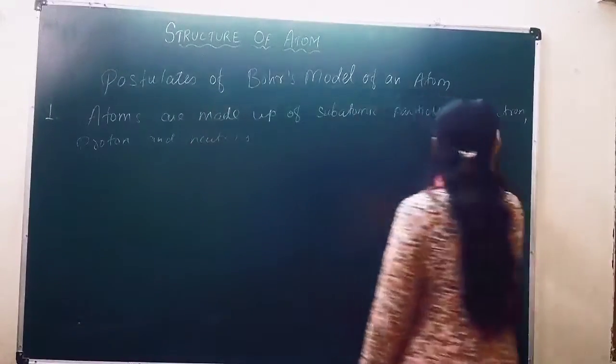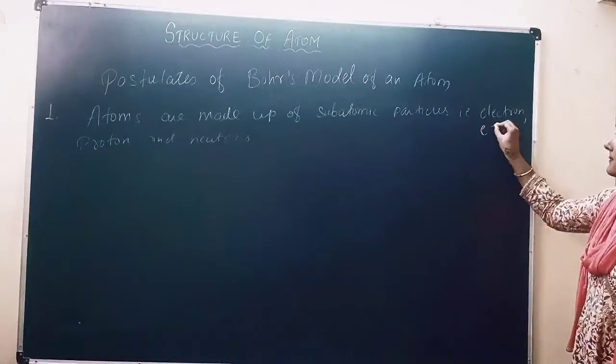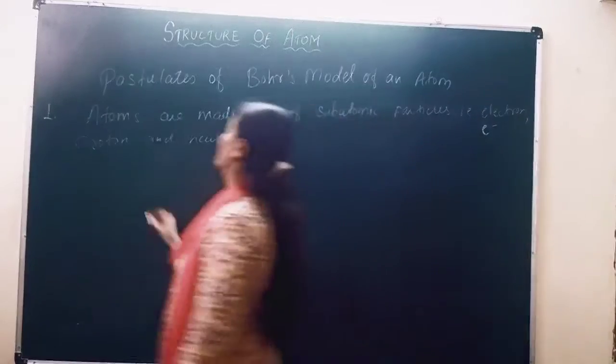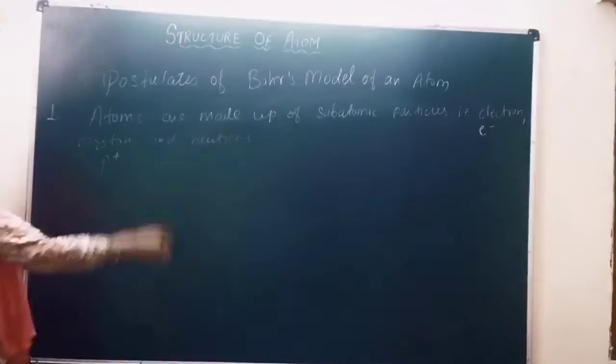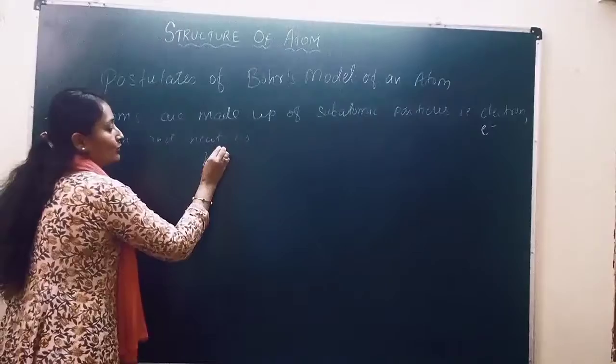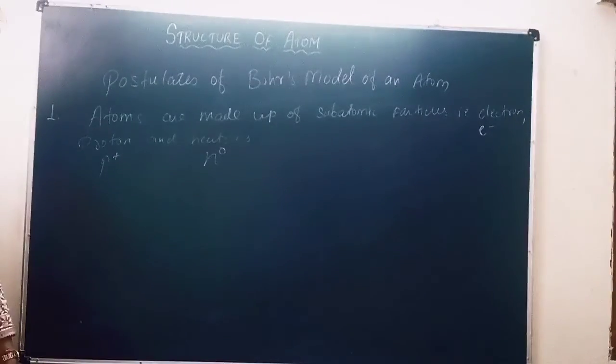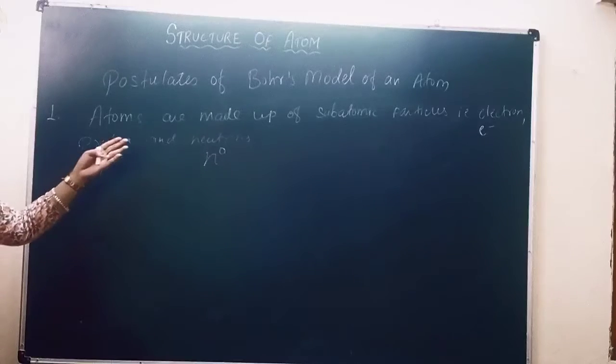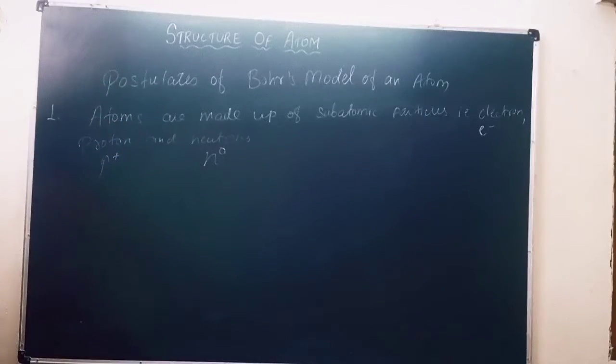Electrons carry negative charge, protons carry positive charge and neutrons carry no charge, means they are neutral in nature. So this is the first postulate of Bohr's atomic model.